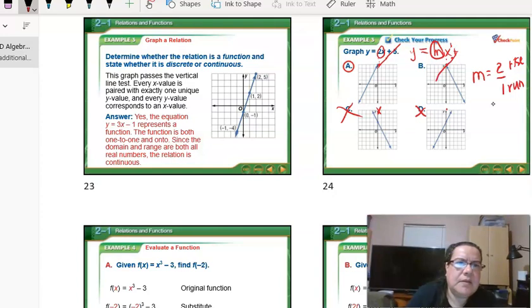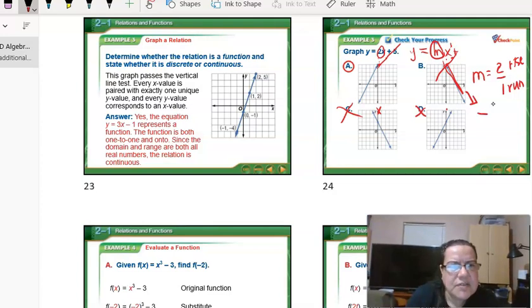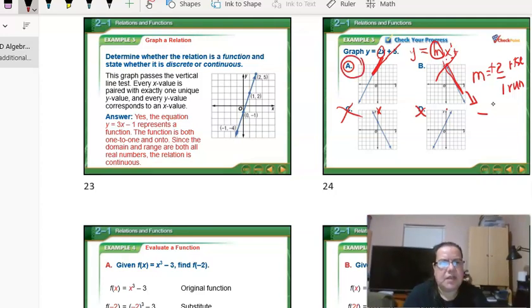Whoa, wait a minute. That line is the other way. If you notice, it's going down to the right. So this has a negative slope. This slope is positive. So therefore, it has to be this line that's going up. So the correct answer is letter A.